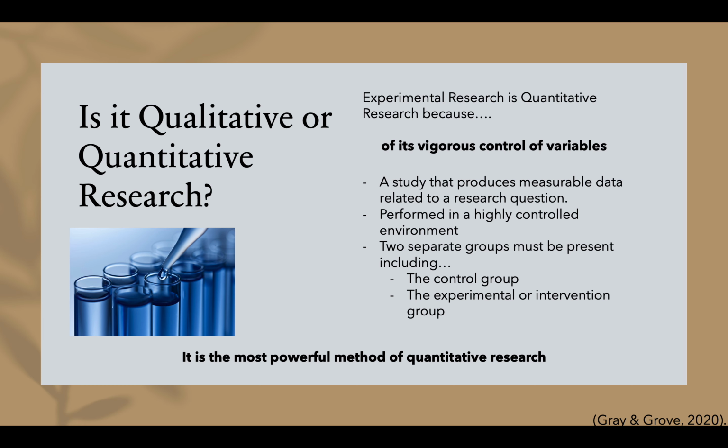Experimental research is considered quantitative research because of the rigorous controls of variables. A study that produces measurable data related to a research question is considered quantitative. These types of studies are performed in a highly controlled environment. As previously mentioned, a control group and experimental group must be present.